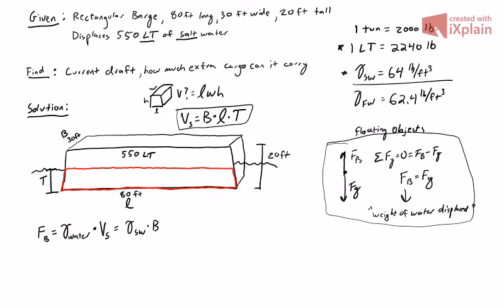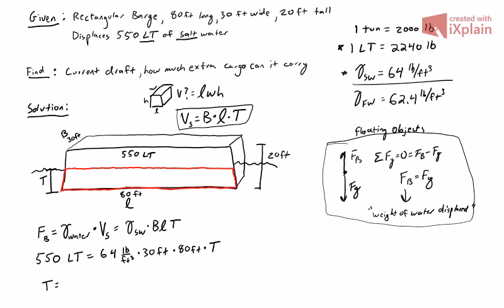BLT. So we know that the force of buoyancy is equal to the specific weight of salt water times the beam times the length times the draft. And at this point, we're pretty much set to go ahead and say that the force of buoyancy is equal to the weight of water displaced, which is 550 long tons, is equal to the specific weight of salt water, so that's 64 pounds per foot cubed, times the beam, which is 30 feet, times the length, which is 80 feet, times the draft, which is what we want to find.